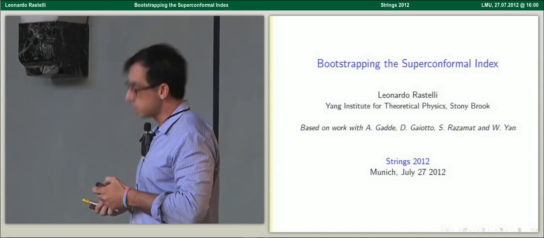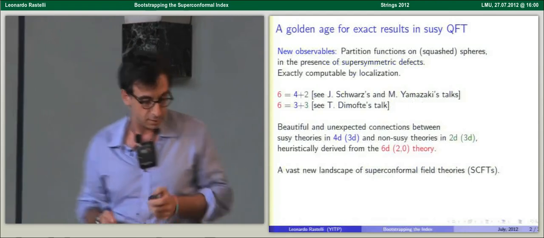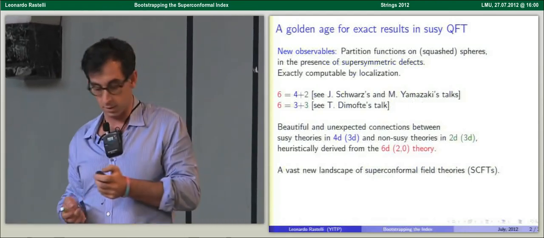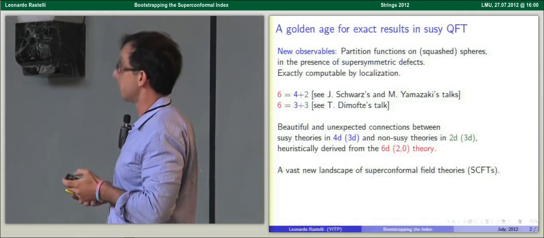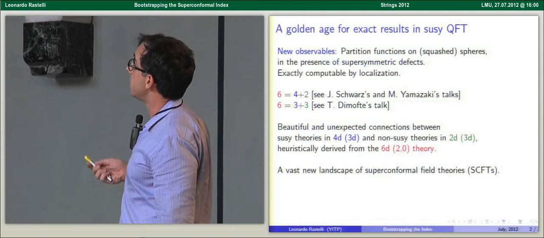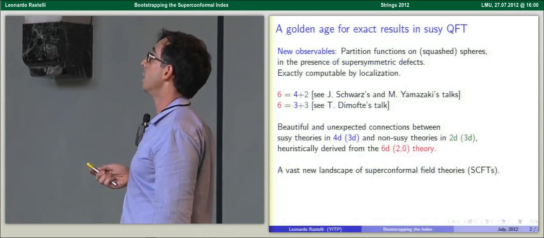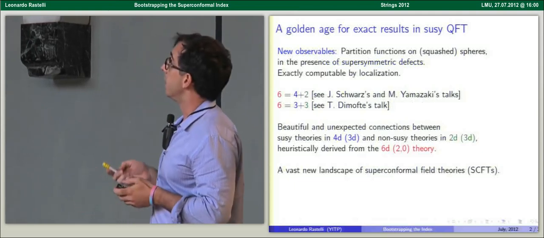So as elusive as supersymmetry is proving to be at the weak scale, this is a golden age for supersymmetric quantum field theory and for formal results in supersymmetric quantum field theory. And some developments have already been reviewed in previous talks, in particular John Schwartz's opening lecture reviewed a lot of the background material that I will need.